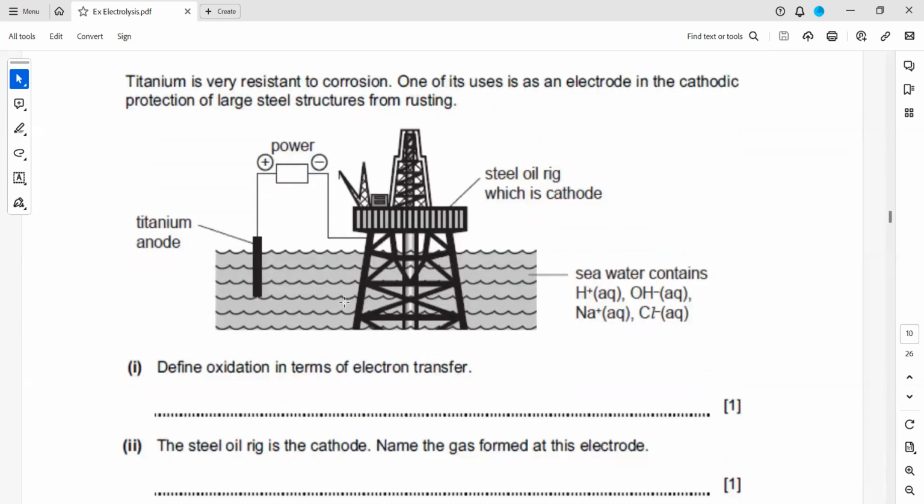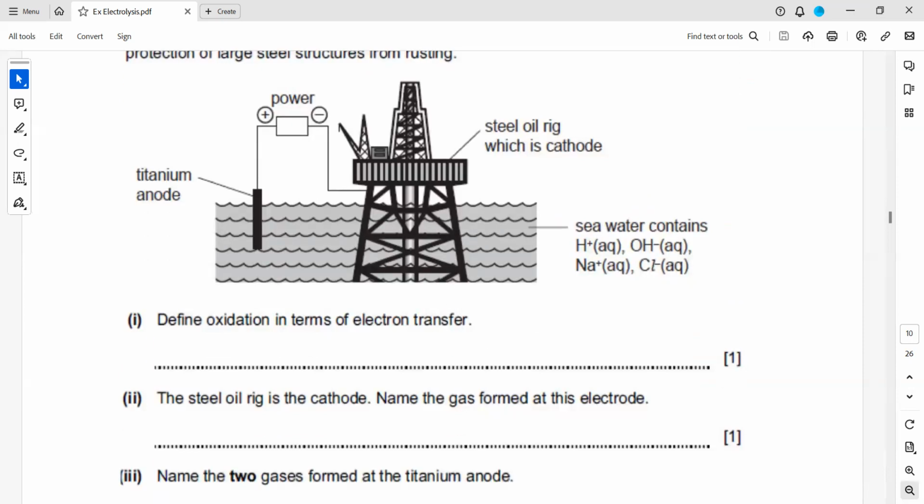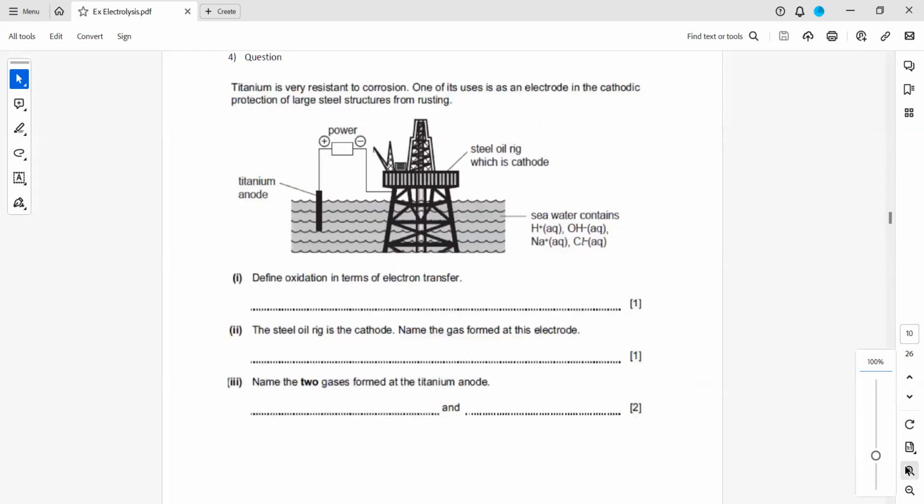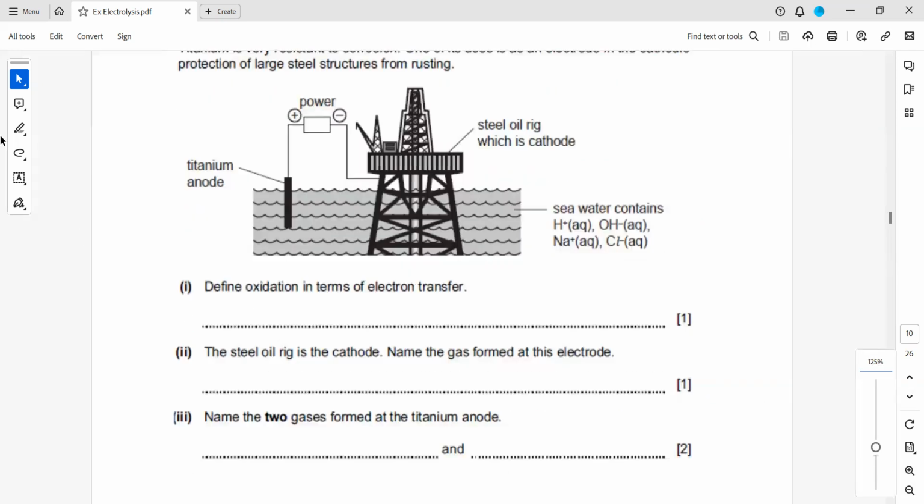Titanium is very resistant to corrosion, one of the electrolysis products is hydrogen and hydroxide ion in seawater. So define the term oxidation. Oxidation, you will remember from OIL: oxidation is a loss of electrons. Steel is a cathode. Name the gases formed.